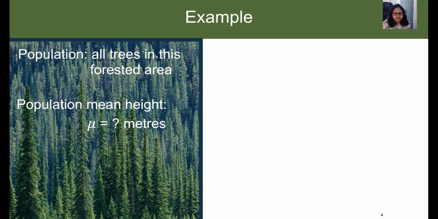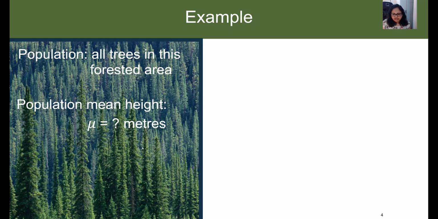So let's say this is in a forested area, and in this forested area, if we know information or measurements of all trees, then we have the population information. Then we can find what might be the population mean height, since we have the information of all trees.